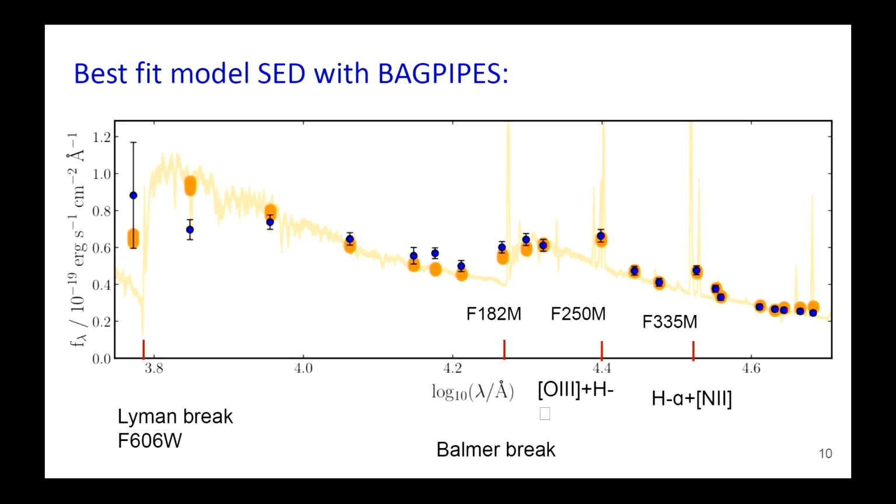This is a SED. Here this orange curve shows the best fit model with Bagpipes, and these blue points are our observed fluxes, and orange points are model fluxes that Bagpipes has calculated. And we are also seeing interesting features such as this H alpha line, O3 line, and there is a Balmer break, there is a Lyman break, and this is all consistent with the redshift of this galaxy.